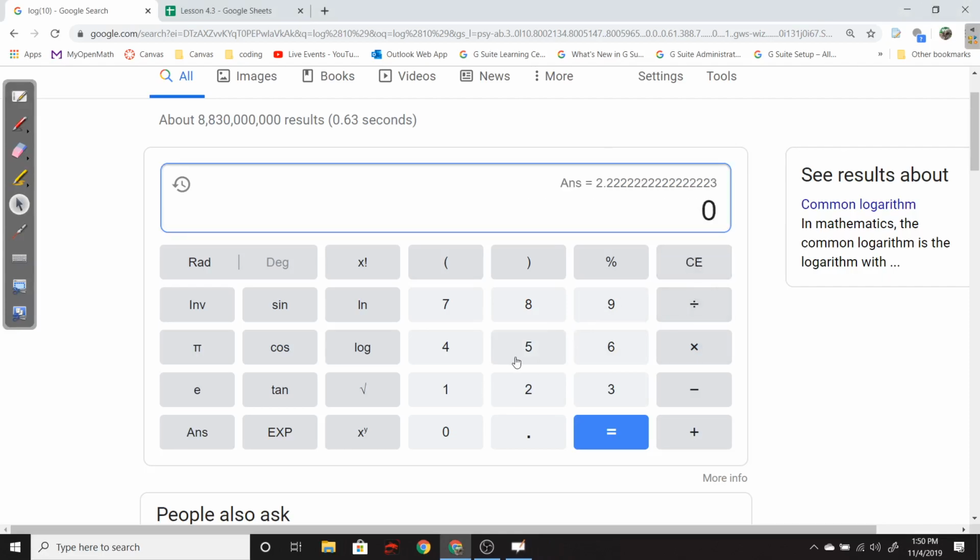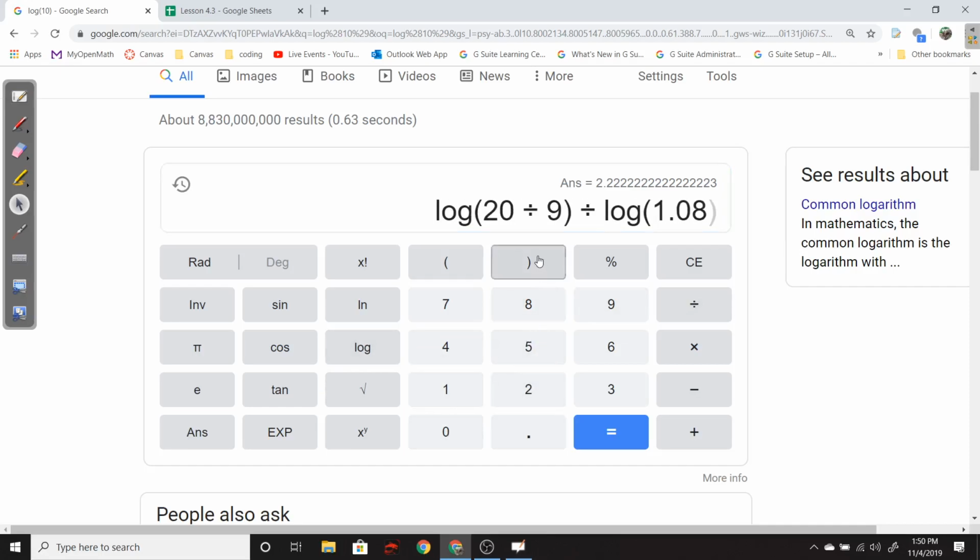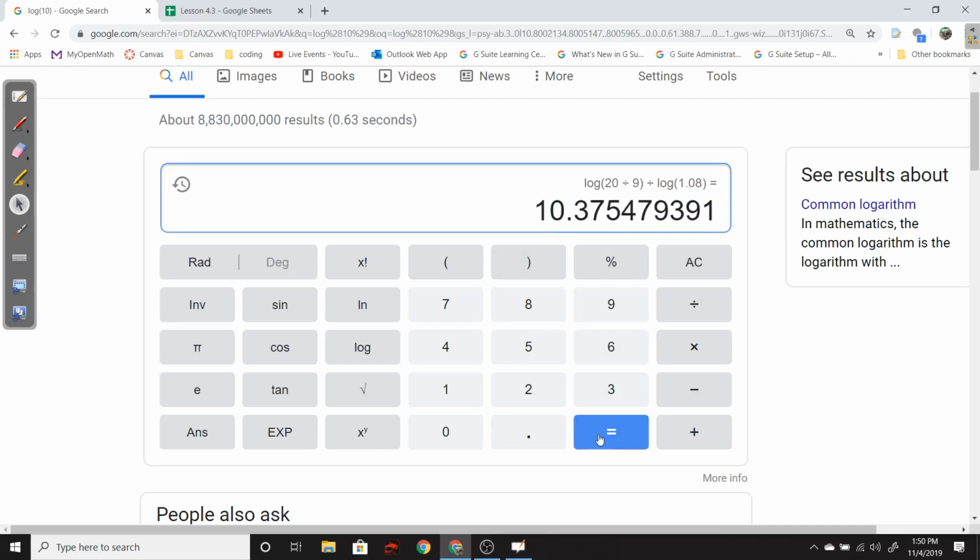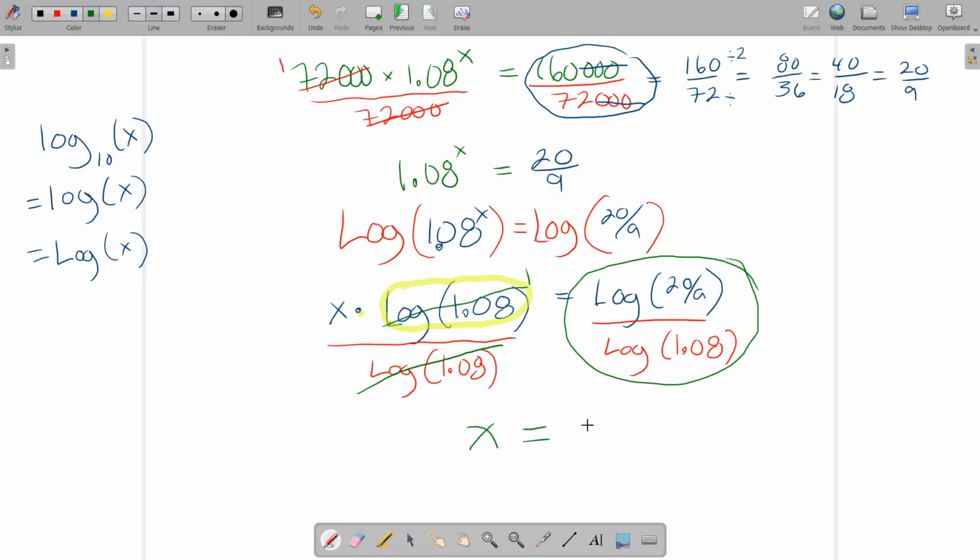So I just need to carefully plug it in to my calculator. So clear, log of 20 over 9, close the log, divide by log in the bottom, 1.08. Close parentheses, enter. My calculator predicts it's a little over 10 years, which is what I guessed at earlier, remarkably. Whoa, I just accidentally hit equals again. 10.3755-ish. I'm going to go to 3 decimal places, 10.375.